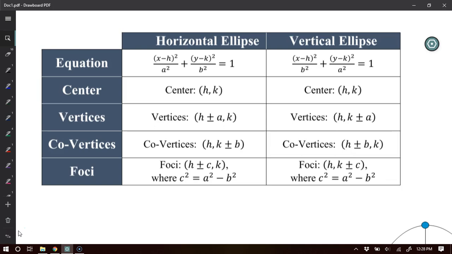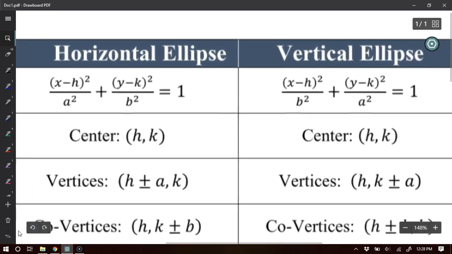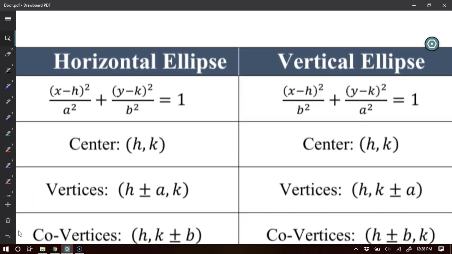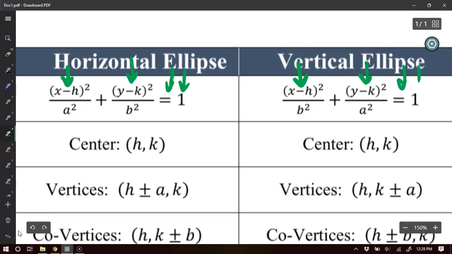And so we have our equations, but I'm not going to focus on those equations yet because when I look at them, they're pretty much the same. You have an x minus h squared here, an x minus h squared here, a y minus k squared, a y minus k squared equals 1. So there are some similarities. The difference is right here. This is a squared in the bottom, and this is b squared in the bottom. This is b squared over here in the second fraction, but over here it's a squared.